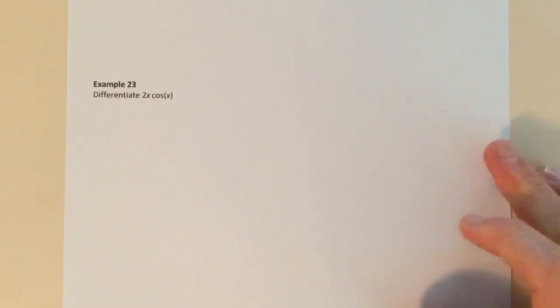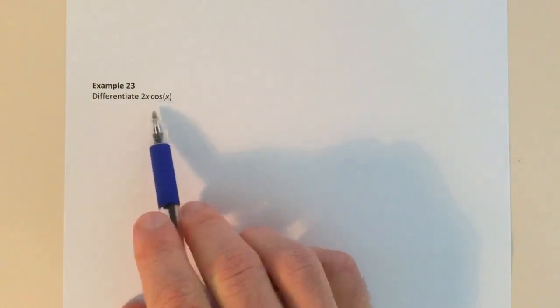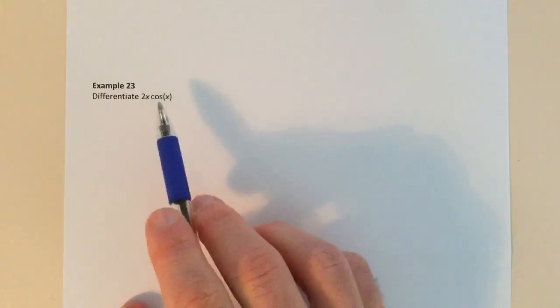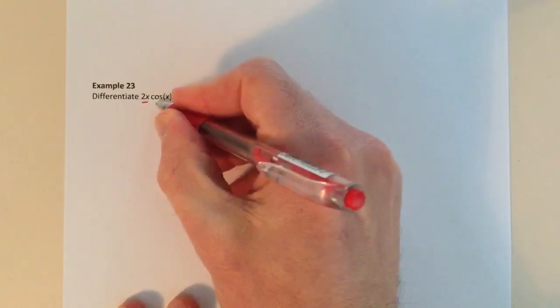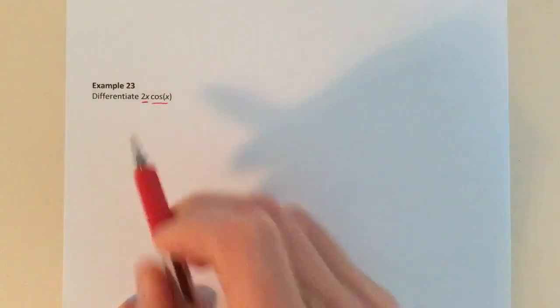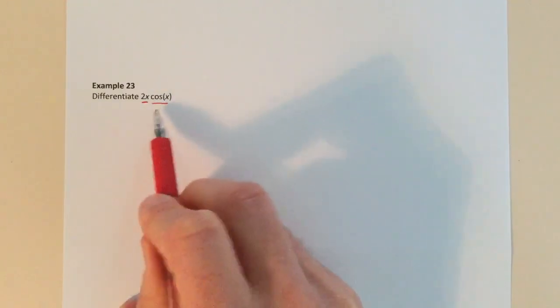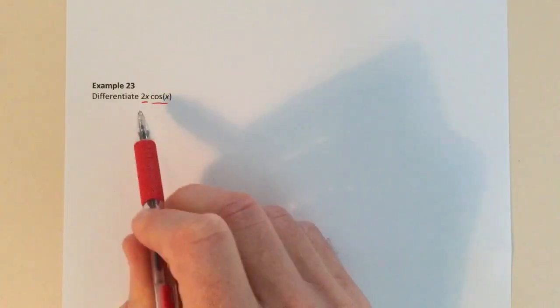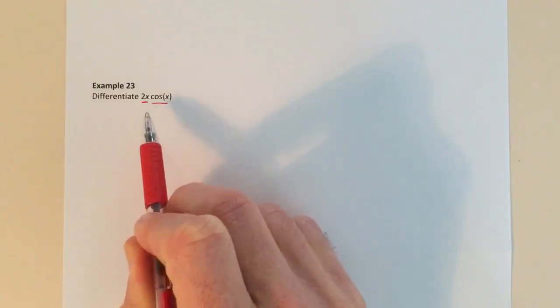Let's have a look at another example. In example 23 here, we're being asked to differentiate 2x cos of x. This is a really common type of question where you use the product rule, and it's almost a little bit sneaky sometimes. If you only have an x or a 2x in front of a function, it might not be obvious that you're using the product rule. But again, you can see that this is the product of two functions of x. 2x on its own is a function of x, and cos x on its own is a function of x. If you were not reading it carefully, you mightn't think this is a product rule question, but it is.